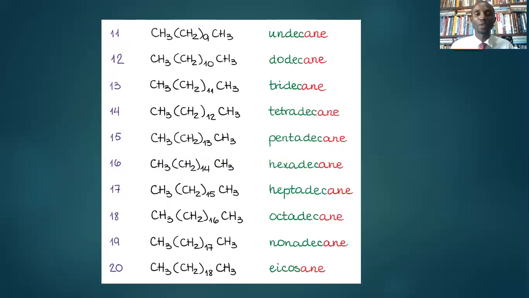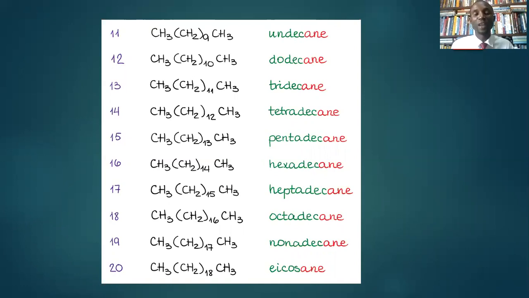Icosane, number 20. Now, when you look at this, you observe that undecane is 11, duodecane is 12. Sometimes it could be written DUO, DU, or DO. But you observe that all of them just have a prefix attached to decane, which is number 10: undecane, duodecane. Tri is 3, tetra 4, penta means 5 plus 10 is 15.